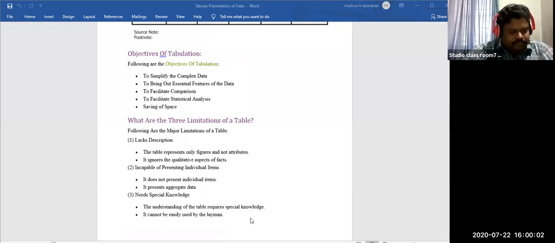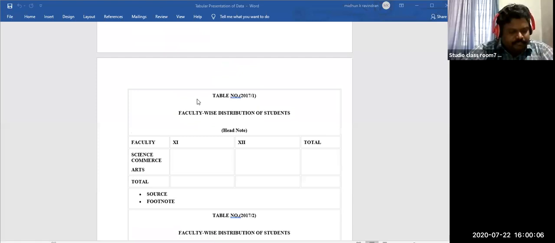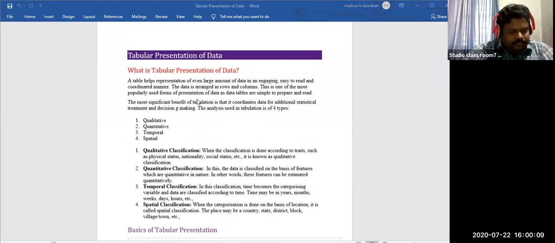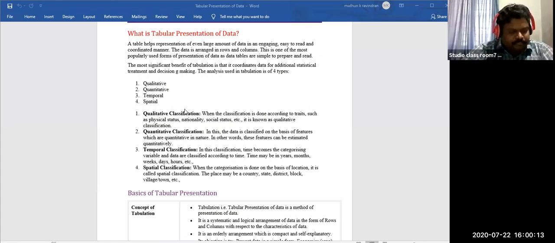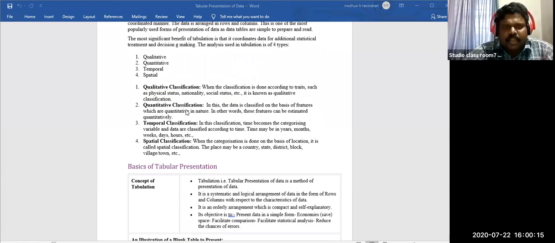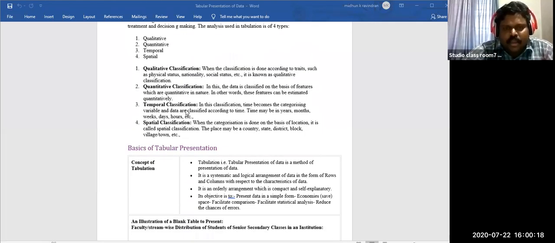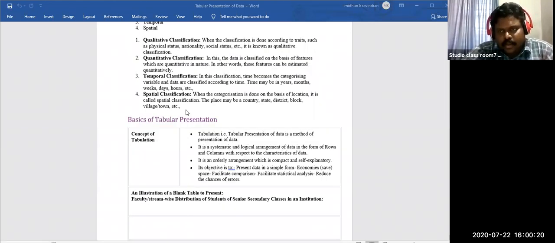One more time, we'll go for a recapitulation. Related to the table, we know what representation of data is, and the varieties: tabular representation, quantitative classification, temporal classification, spatial classification. Already discussed, but we want to revise one more time. Let's go over the basics of tabular presentation. What are the basics of tabular presentation? Why are we making tabular presentations?